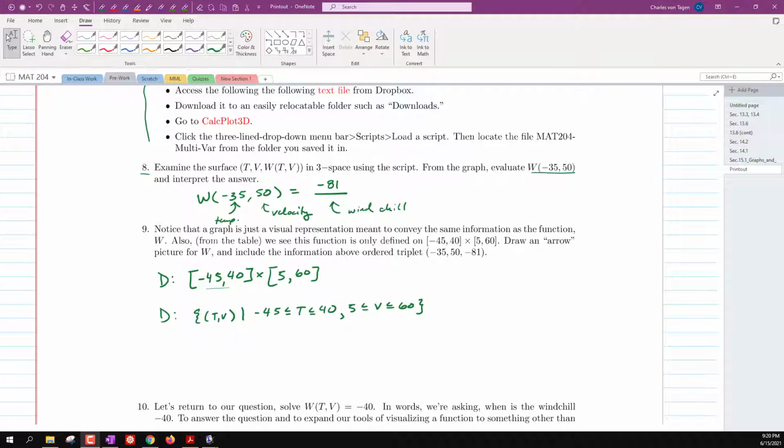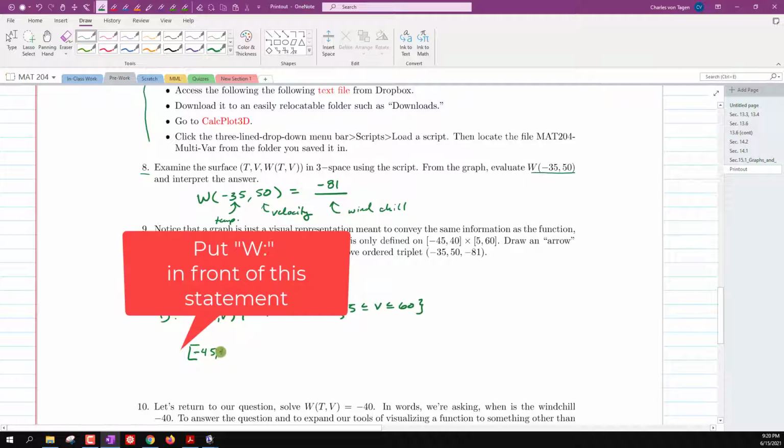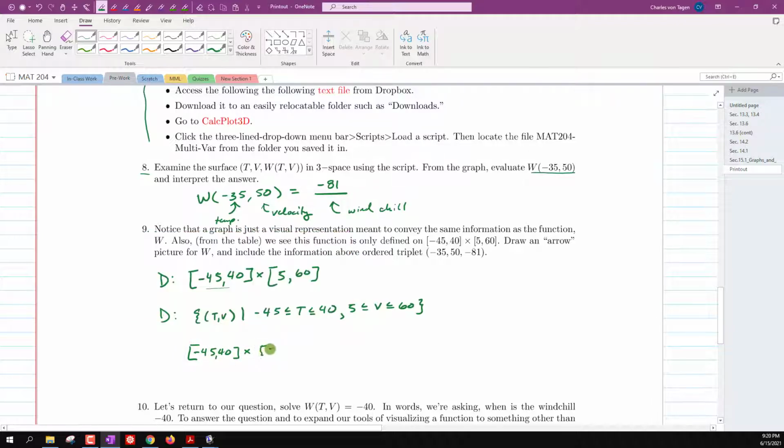And in terms of arrow notation, what we're doing is we're saying that we're mapping from this negative 45, 40, across 5 to 60 to the real number line. And if we want to talk about, for instance, how an individual point would be mapped, we're taking the ordered pair negative 35, comma 50, and we're pairing that with the output value negative 81. So again, folks, as we showed in that earlier video, that's understood to be the element in the domain, and that's understood to be the element in the range because we were given this arrow notation in describing our function w. So there's our w.